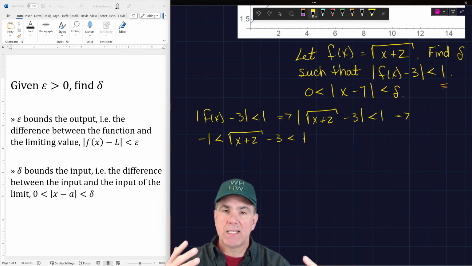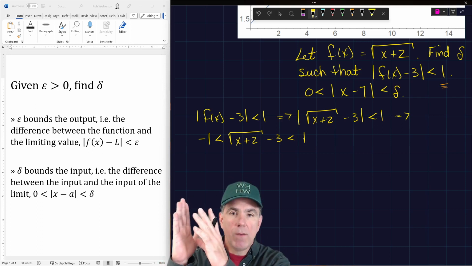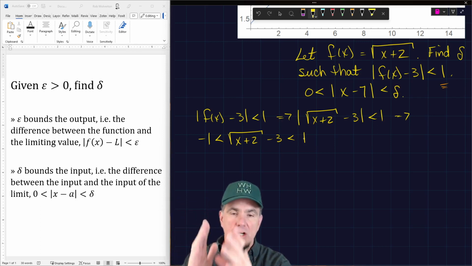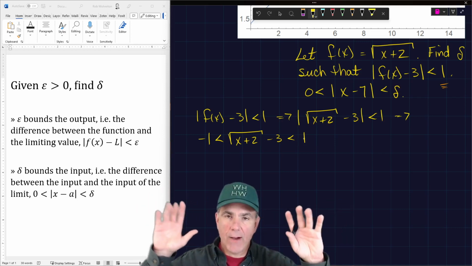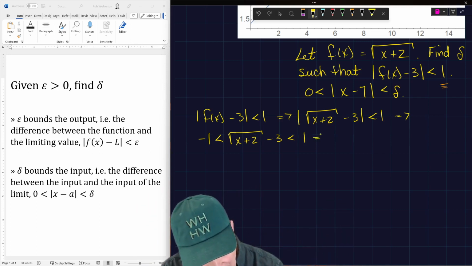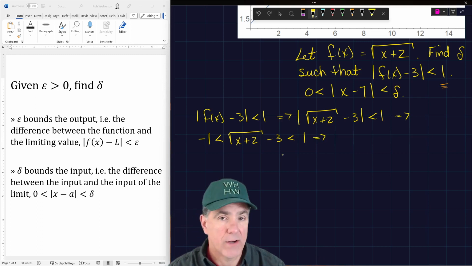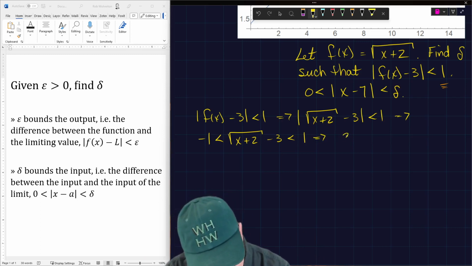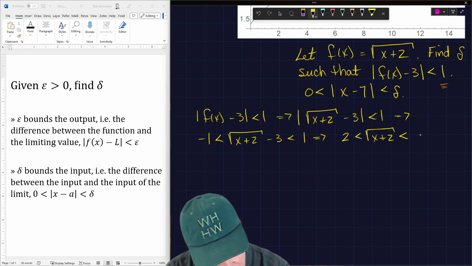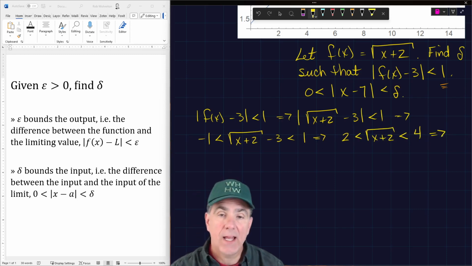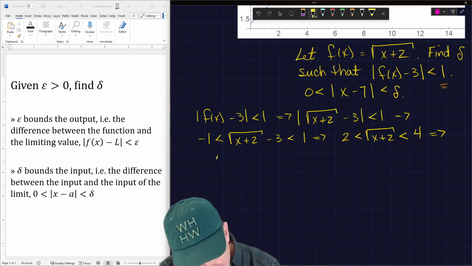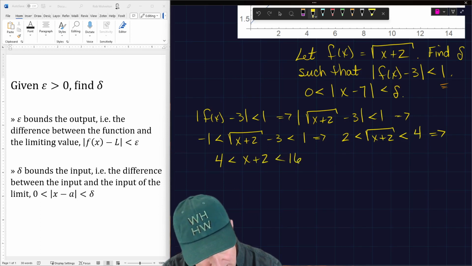Sometimes it becomes necessary to break it up into the negative 1 portion is less than the function minus 3, and then the function minus 3 is less than 1, and have those be two separate things. For now, I'm going to keep them together. So in this case, I'm going to add 3 to everywhere in the inequality. Adding 3 gives me 2 is less than square root of x plus 2 is less than 4. And now I'm going to proceed by squaring everywhere through the inequality. And that's going to give me 4 is less than x plus 2 is less than 16.